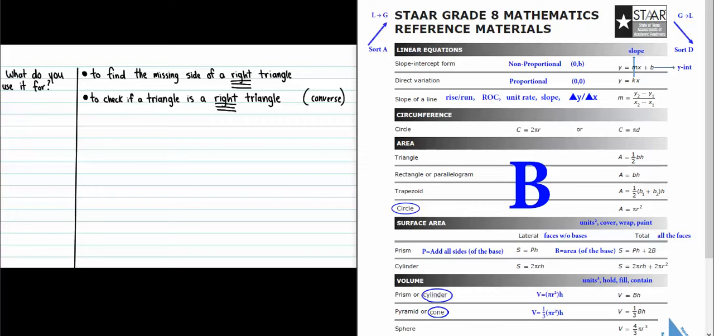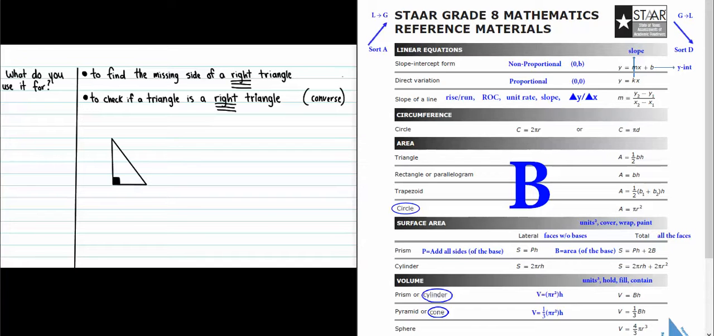Alright, so let's figure out how to use the Pythagorean theorem. So the first question is, what do you use it for? Two main approaches you'll be seeing. How to find the missing side of a right triangle, and then how to check if a triangle is a right triangle. That'll be the converse of the Pythagorean.